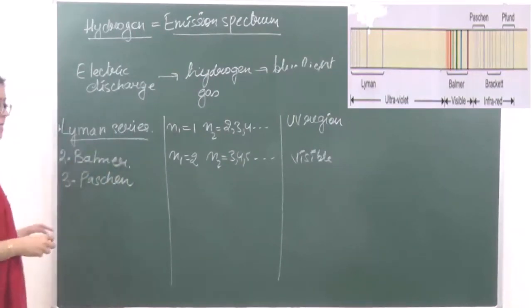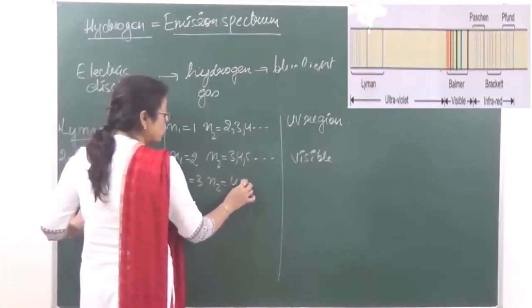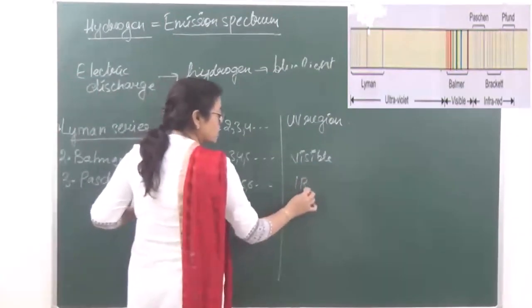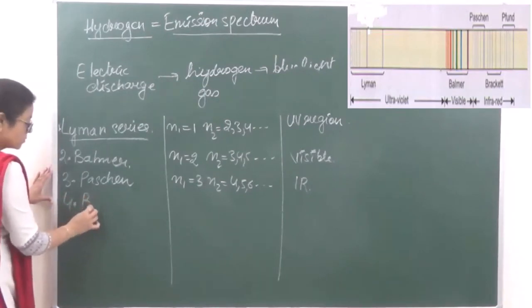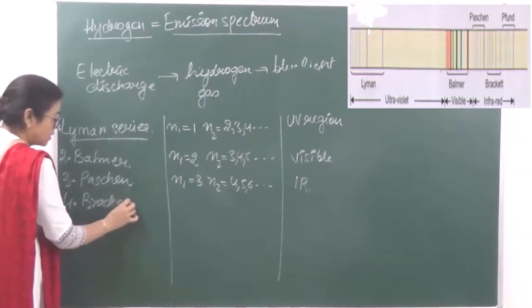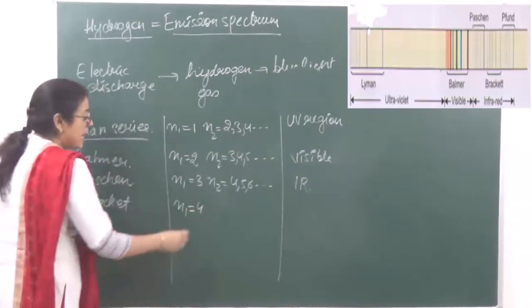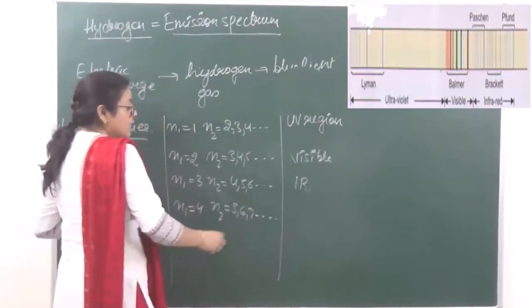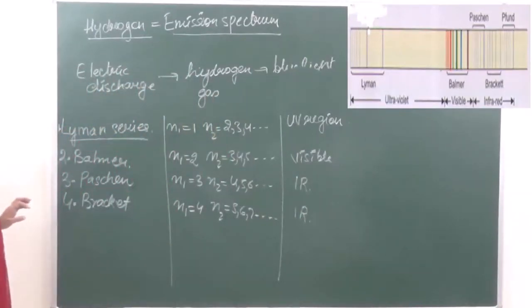that is the Paschen series. For that, N1 is equal to 3 and N2 is equal to 4, 5, 6 and so on. This falls in the infrared region of the electromagnetic spectrum. Then we have the Brackett series. For Brackett, N1 is equal to 4 and N2 is anything greater than 4: 5, 6, 7 and so on. This also falls in the infrared region of the electromagnetic spectrum, right?